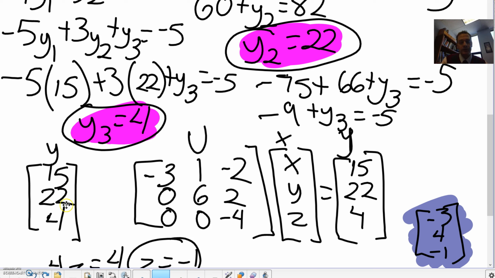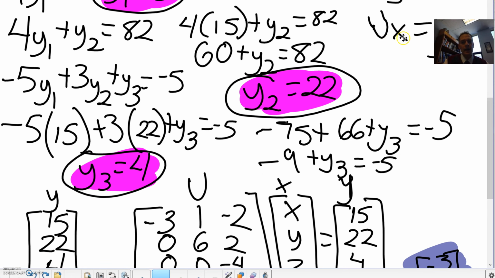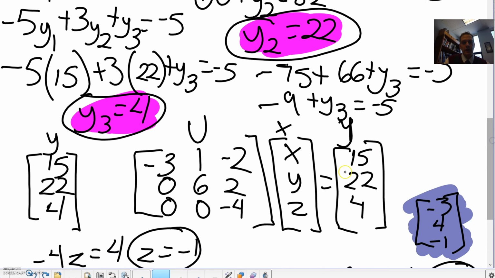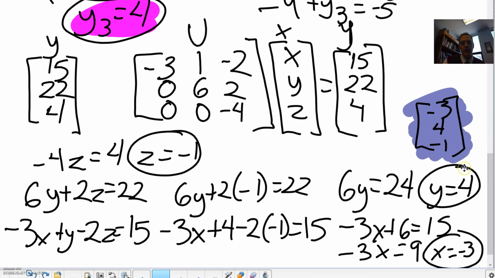To finish off, I take my upper triangular matrix times x, the x that I really want for my final solution, equals y. Upper triangular matrix times x equals the dummy variables from the previous step. And now I'm far enough that you can probably see your way to the final answer. Now backward substitution, or Gaussian elimination, where negative 4z equals 4. So z must equal negative 1. There's a third of my answer.